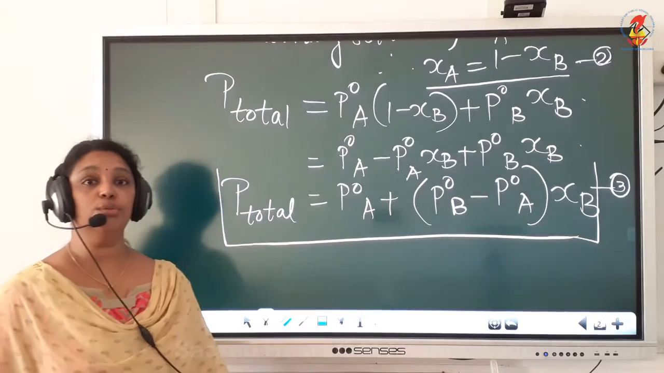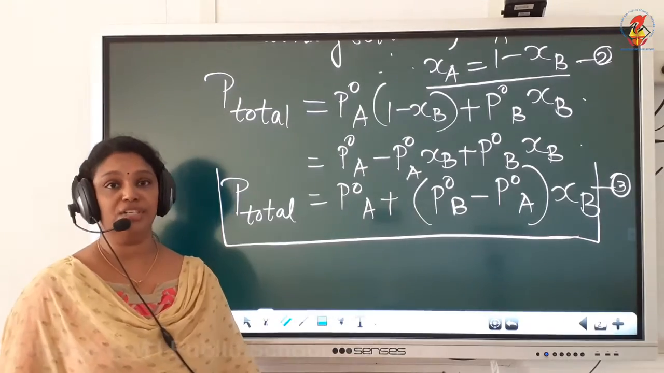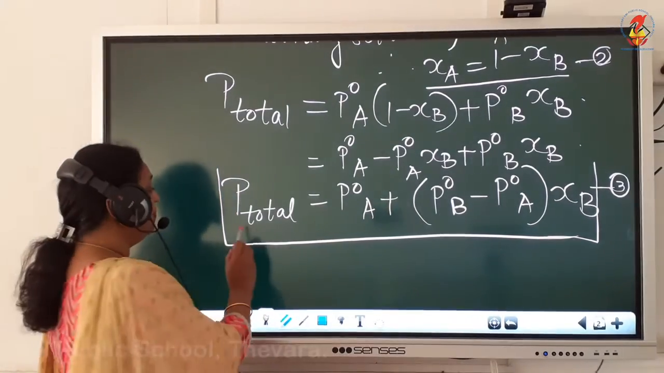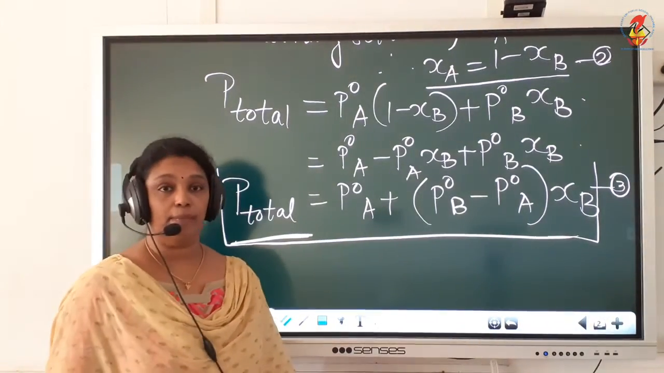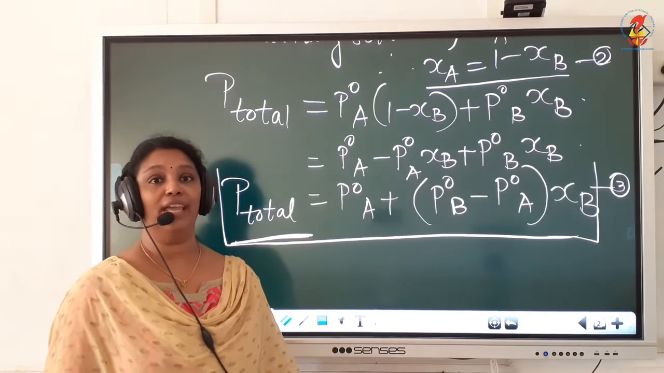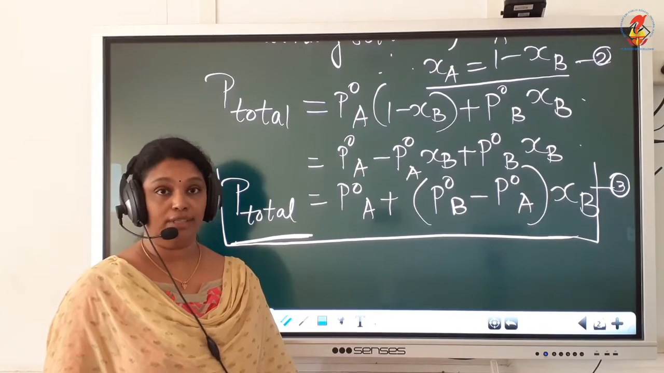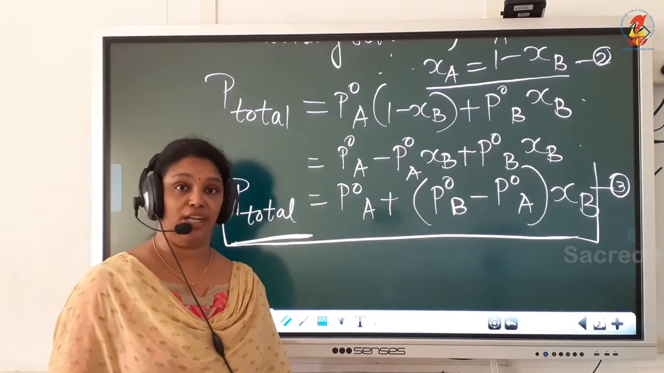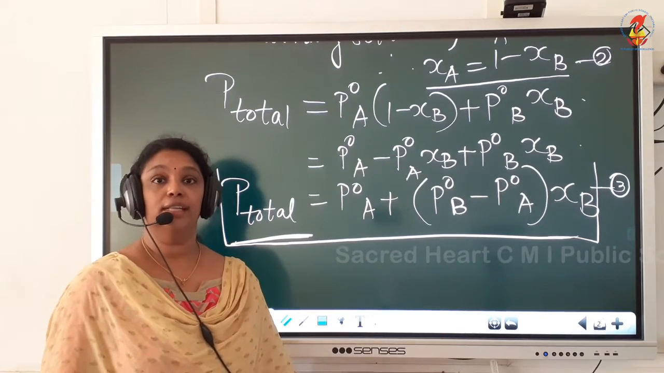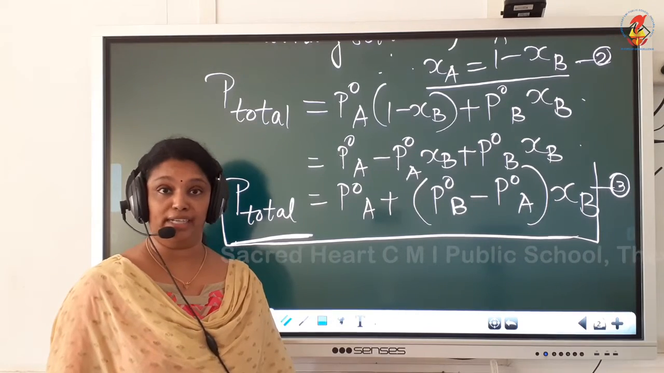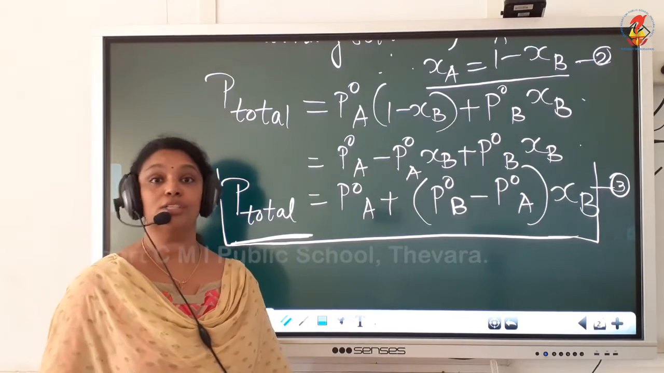Now I am going to make two conclusions from this equation number 3. The first conclusion is that the total vapor pressure of the solution will depend upon the mole fraction of any one component present in solution. The total vapor pressure of the solution, when I say solution, there is solute plus solvent, that will depend upon the mole fraction of any one component present in the solution. That is, it depends upon the mole fraction of the solute or the solvent.